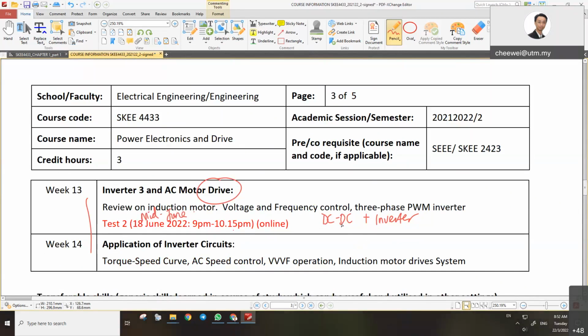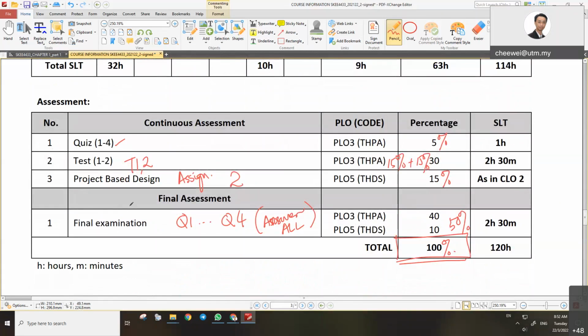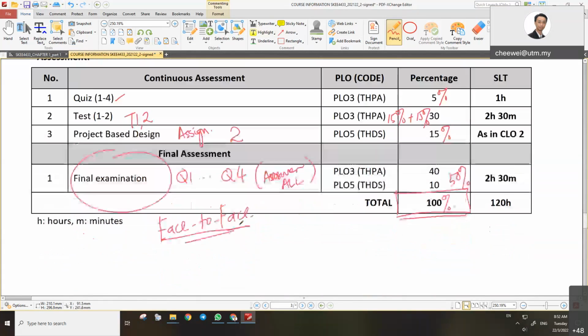Okay, so test 1 and test 2 will be online. Then I forgot to mention that final exam will be face-to-face. You guys know, right? There's a memo given by SKE that the final exam will be done face-to-face. So whether you like it or not, you have to come back to UTM before the final exam.